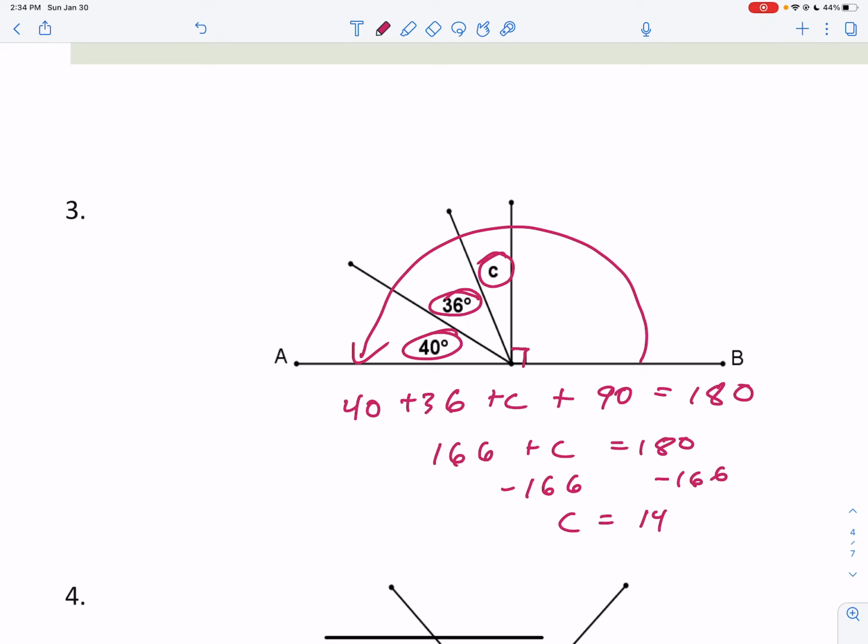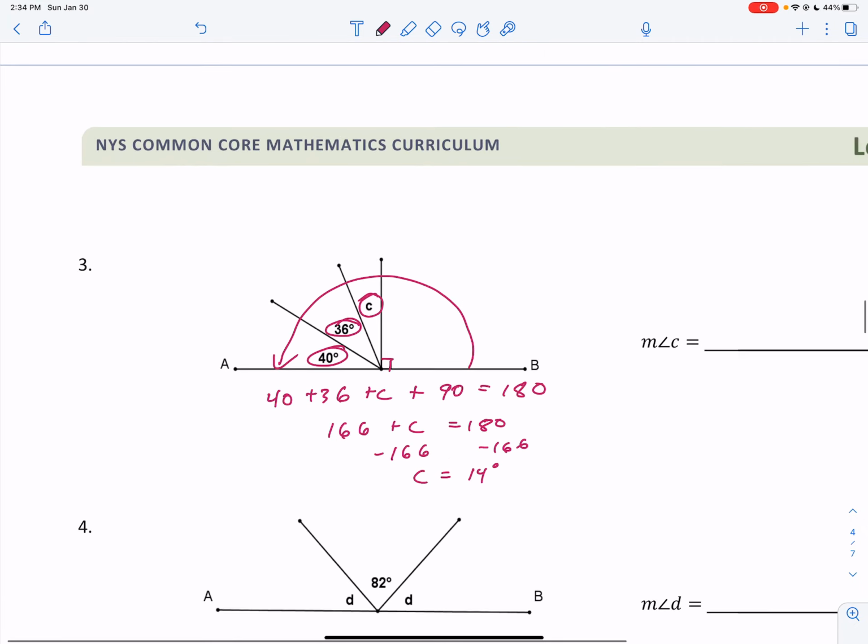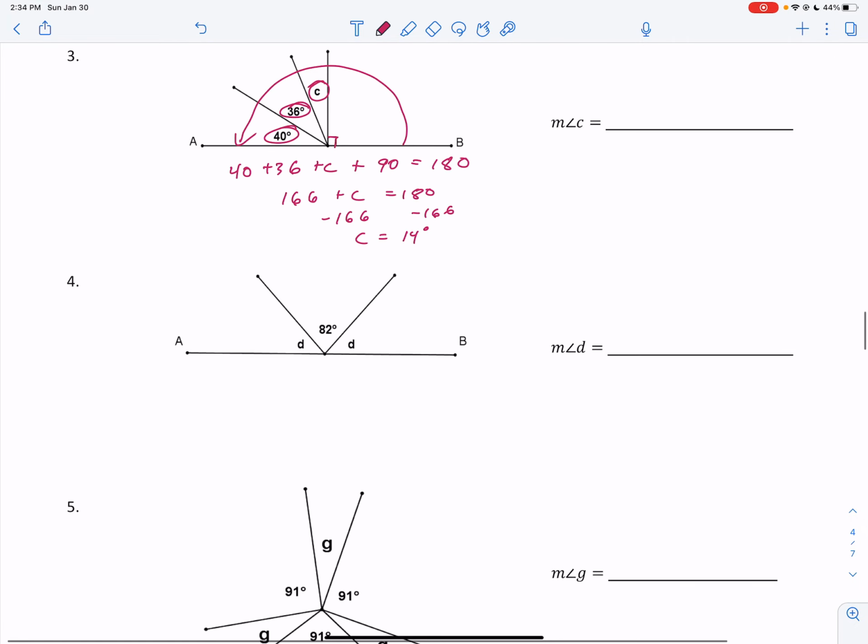10 minus 6 is 4. Reduce that. That looks good. C is 14 degrees. Or the measure of angle C is 14.